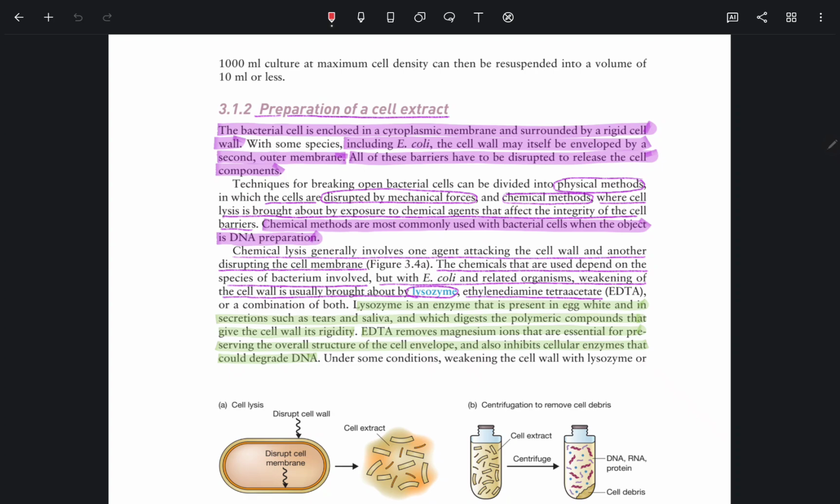Chemical lysis generally involves one agent attacking the cell wall and another disrupting the cell membrane. The chemicals that are used depend on the species of bacterium involved, but with E. coli and related organisms, weakening of the cell wall is usually brought about by lysozyme and EDTA, ethylenediamine tetraacetate.